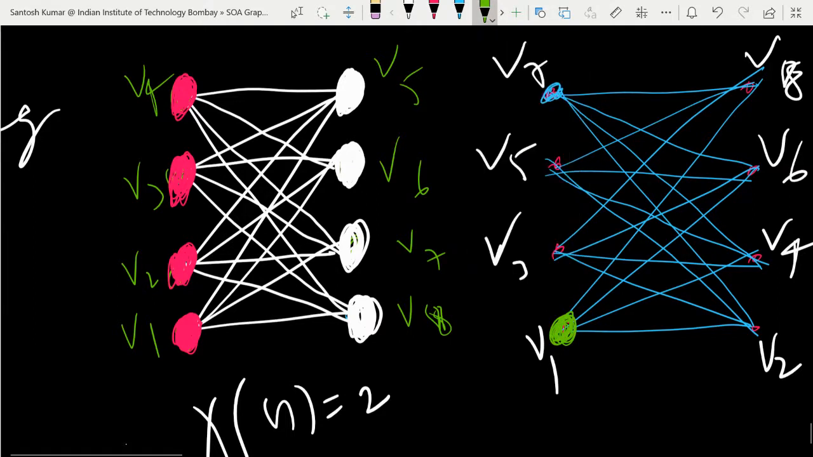So V2, what? Same or different? Different. So you have to give them a different color because there is an edge between V1 and V2. For V3, which color, V1 or V2? Same, the color of V1, because V1 and V3 are non-adjacent and V2, V3 are adjacent.